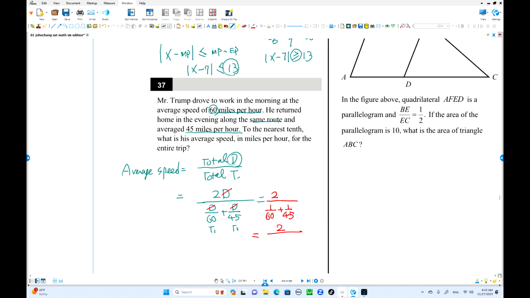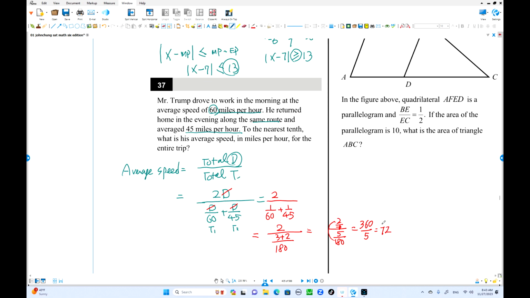2 over the common denominator 180, right? So 180 over 3 plus 2. This equals, I'm going to the other side, 2 over 5 over 180, right? It's right there, 2 over 1, same thing. So you can multiply this one. 360 over 5, isn't it? So how much is this one? 72, right?